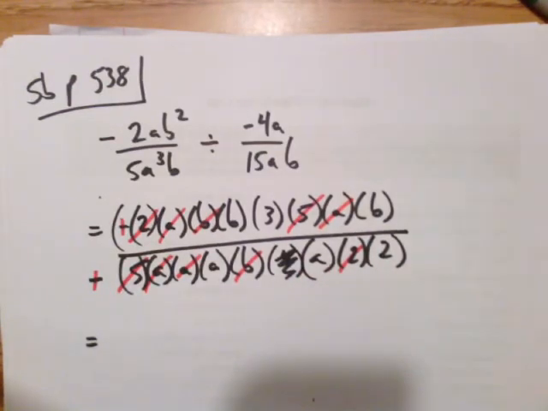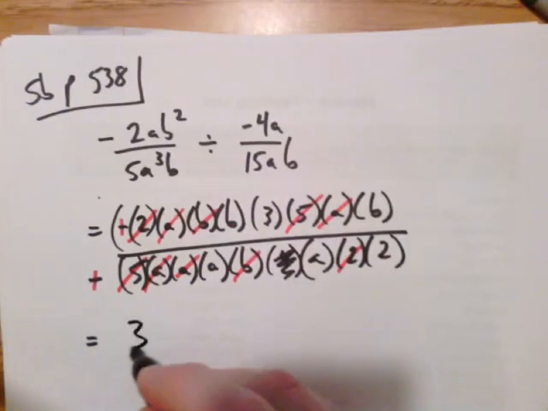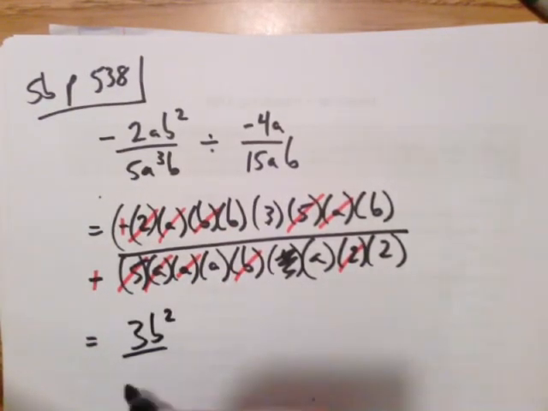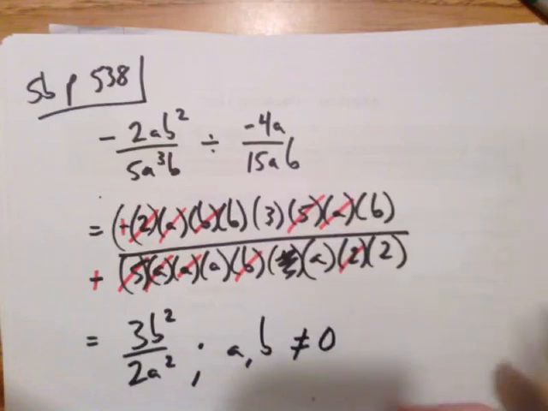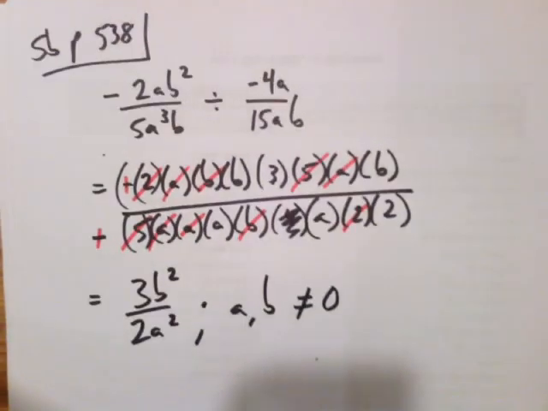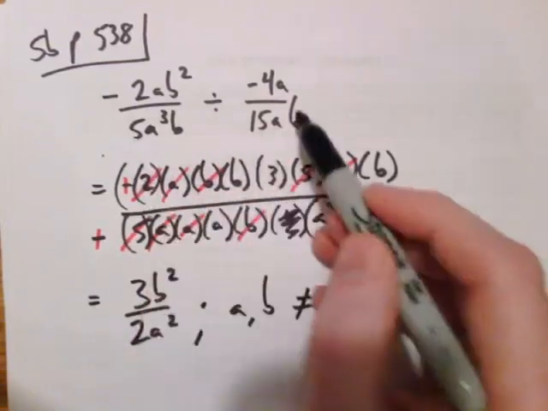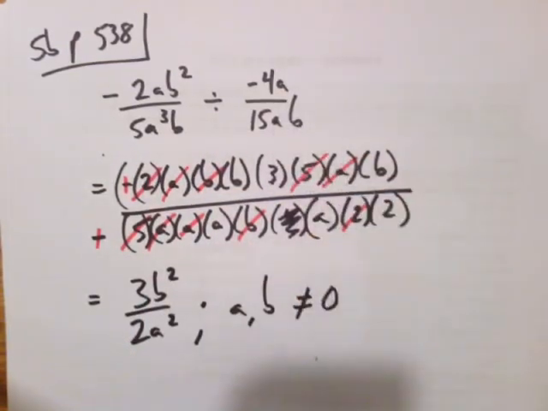All right, what's left over? 3B squared and A2, so 2A squared. A, B cannot equal 0. Cool. A and B, those are the only things in the denominator. This flips, but the A comes down, so it's covered. Cool, that's 5B, page 538.